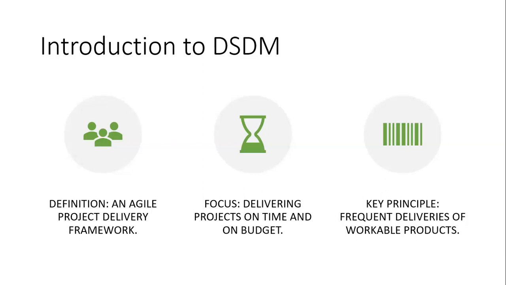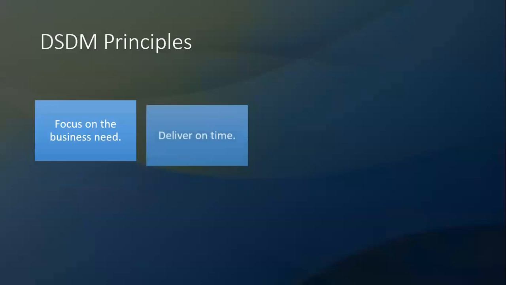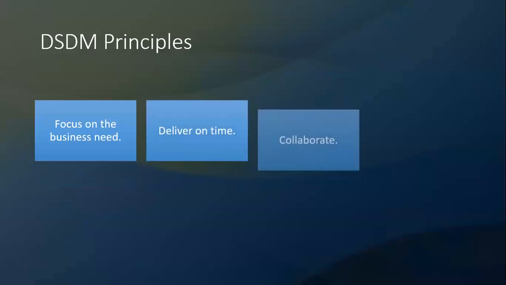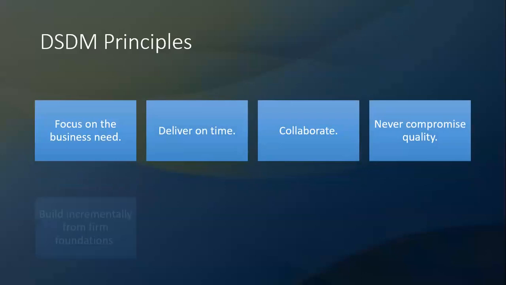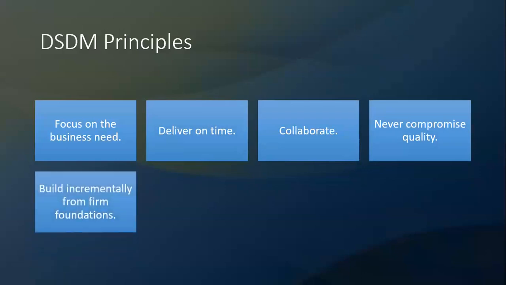Key principle is frequent deliveries of workable products. So let's talk about the DSDM principles really quick. We have focus on business need, deliver on time, collaborate, never compromise quality, build incrementally.